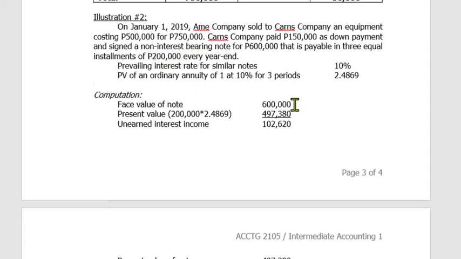So, i-compare mo kasi yung face value ng note, 600,000. Pero yung 600,000 na yan, marereceive mo pa lang yan at the end of every year, tig-200,000. So, papaano mo siya hihilahin at time zero? Ngayon, sa panahon ngayon, magkano ang value niyan? So, itong present value of an ordinary annuity ang magbibigay sa iyo ng sagot for that.